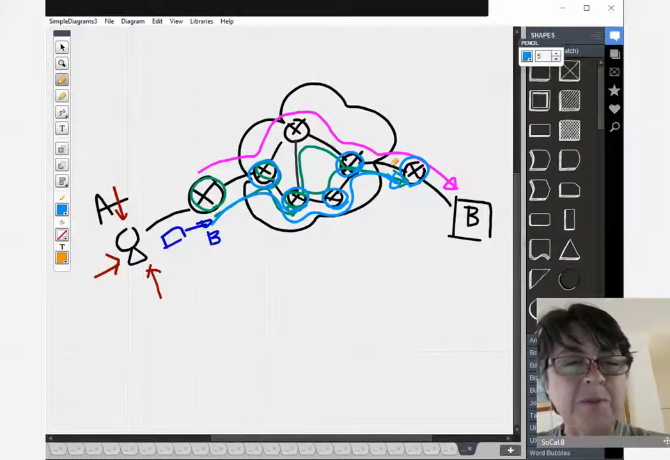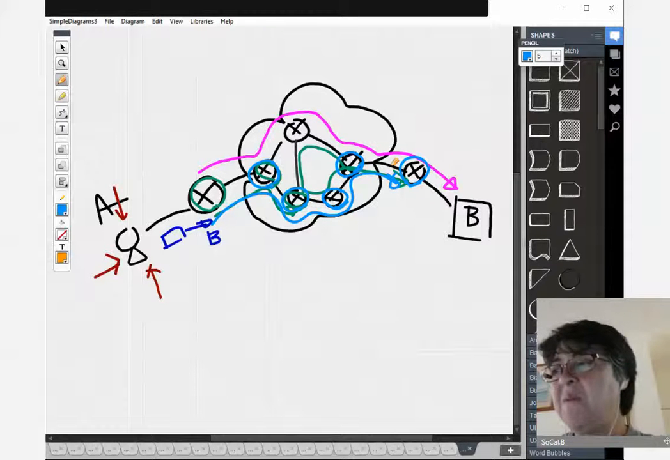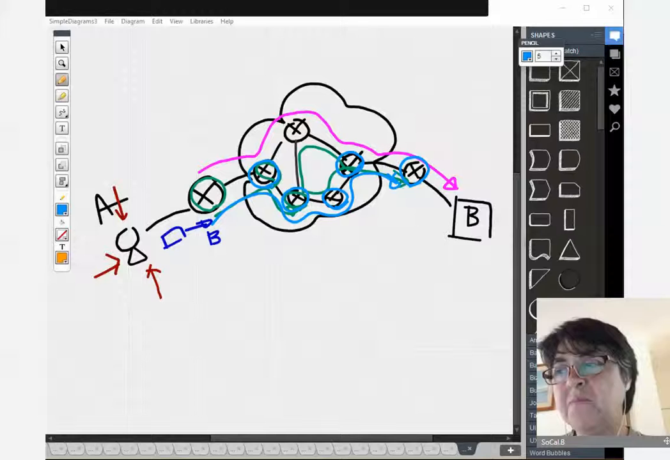But what's the problem with this? What is the problem with it? What could possibly be the trouble with this then? You don't see any problems with it?